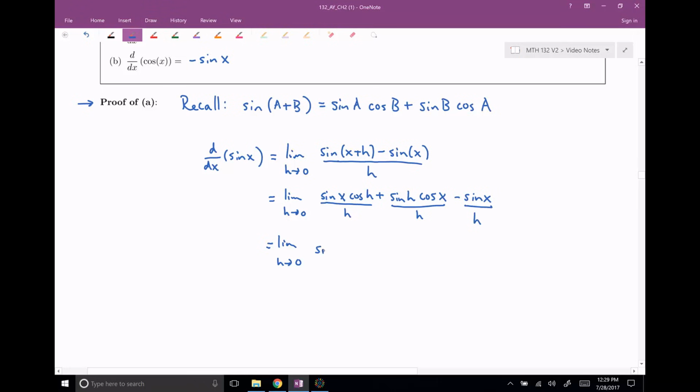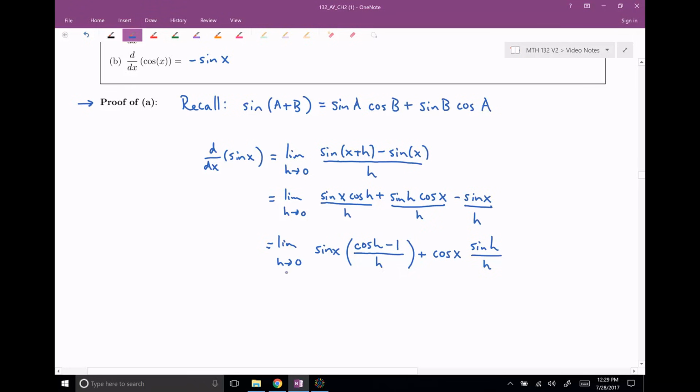Everything that has a sine of x, I'm going to group together and factor out the sine of x. If I factor out the sine of x from this first one, I'm going to have cosine of h. And this one, if I factor out the sine of x, I'm going to have minus 1. Both of these are divided by h. Now the stuff that doesn't have a sine of x, this one right here, I'm going to write with the cosine out in front, and then sine of h over h.